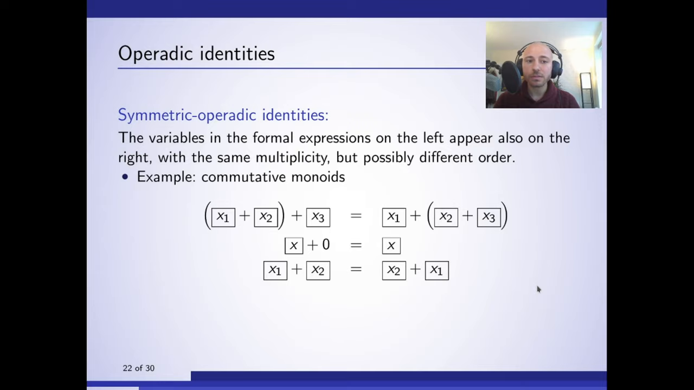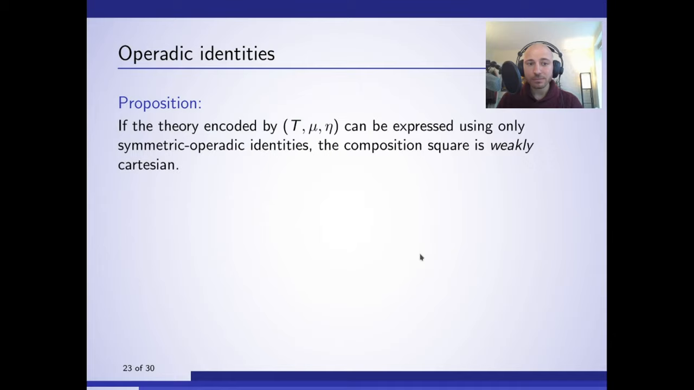All right. A symmetric operatic identity is almost like a plain operatic identity in the sense that stuff on the left also has to appear on the right and vice versa. However, we're allowed to change the order. So for example, commutative monoids are symmetric operatics. You see, we also have that x1 plus x2 is equal to x2 plus x1. A bit more relaxed than before. Okay, here, if the theory can be expressed using only symmetric operatic identities, then the composition square is weakly Cartesian. So we again have composition, but we lose uniqueness.